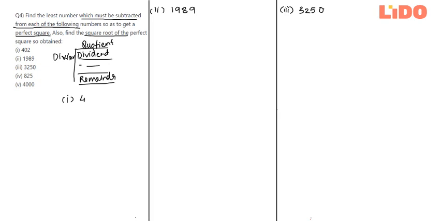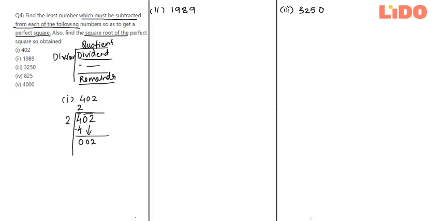So we have the number 402. Let's use the long division method. The first thing in the long division method is to group from right to left. So 2 and 0 is one group and 4 is another group. The second step is to find a perfect square that is either 4 or less than 4, and we know that 2 into 2 is 4, or the square of 2 is 4. I'll get 0. I'll bring down the next set of numbers.